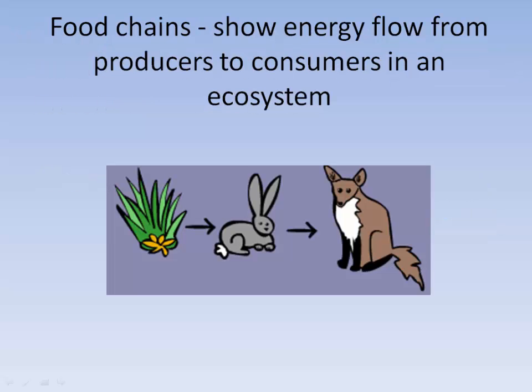A food chain shows energy flow from producers to consumers in an ecosystem. So the grass captures sunlight, produces food. Rabbits eat the grass. Energy flows from the grass to the rabbits. Foxes eat the rabbits, and energy flows from the rabbit to the fox. You notice the arrow points in the direction that the energy moves.